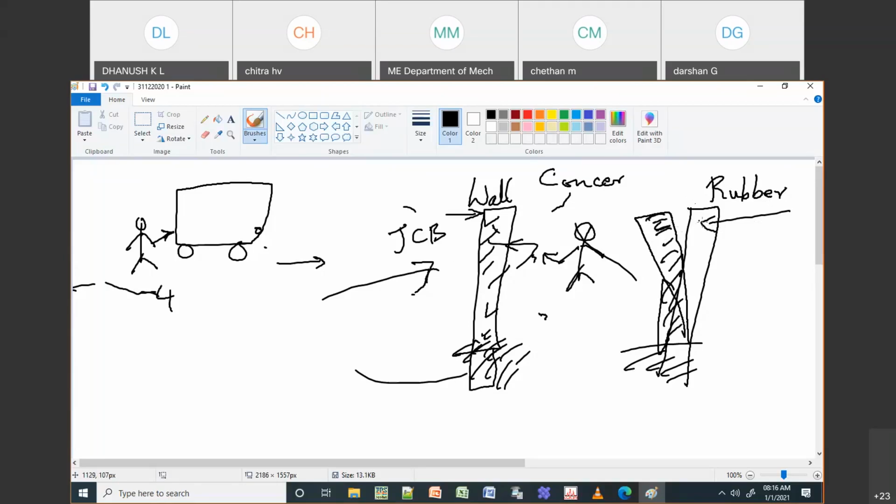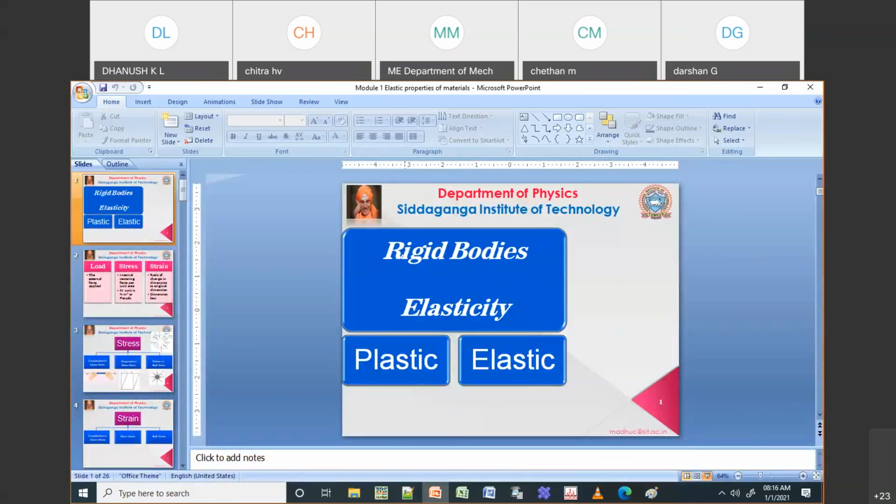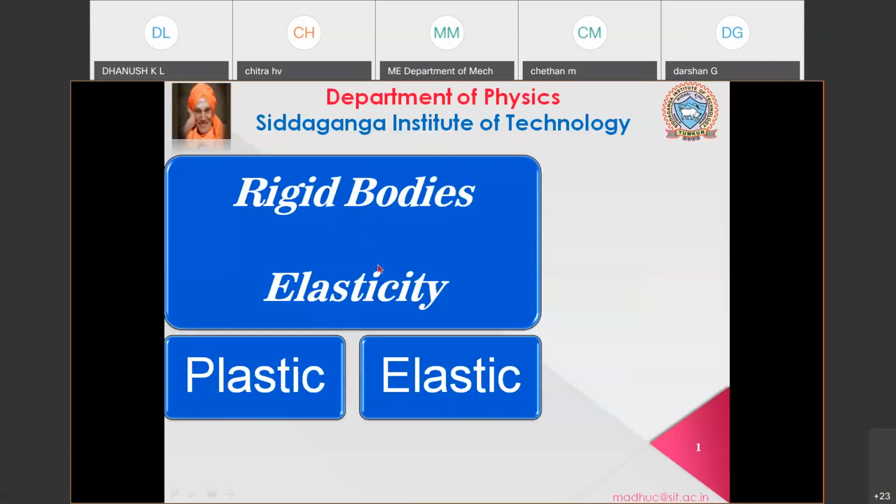If you take the same cross section, based on the material, here you had concrete and here you have rubber, so you have two different properties. This is what we call elasticity. In elasticity, there are two things: the first one is plastic, and the second one is elastic. For example, in the case of concrete, it is plastic.